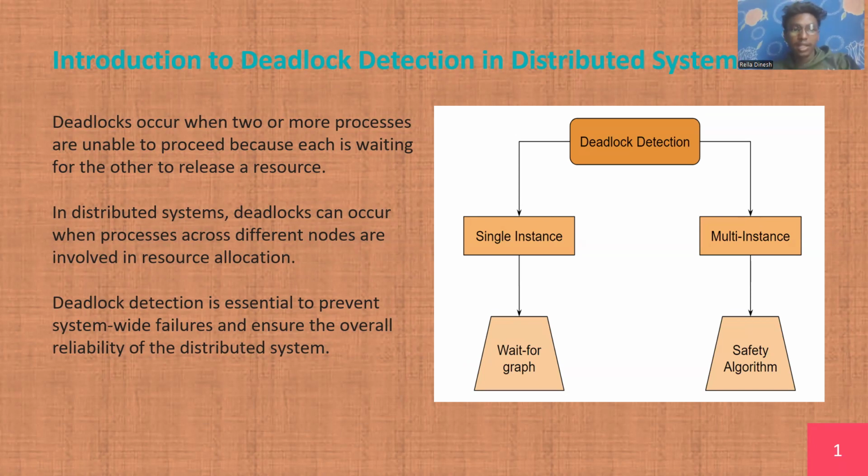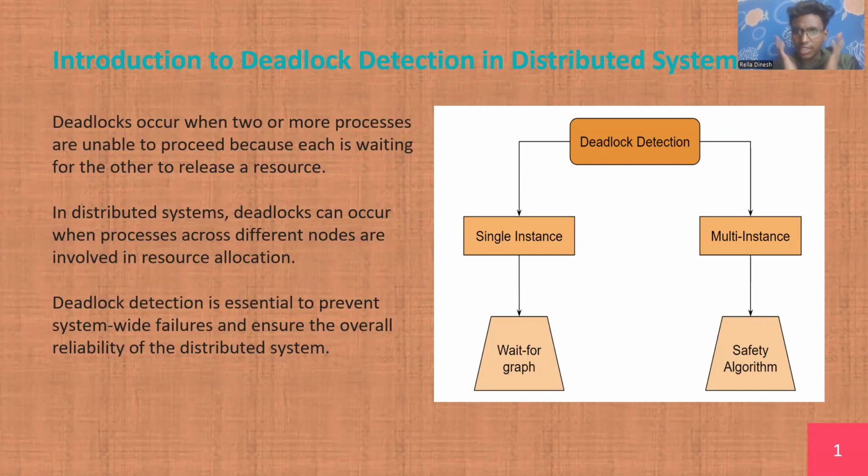In distributed system, deadlocks can occur when processes on different nodes are involved in resource allocation. Deadlock detection is essential to prevent system-wide failure and ensure the overall reliability of distributed system.